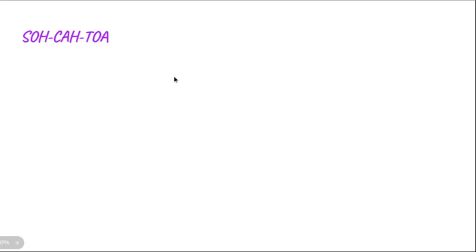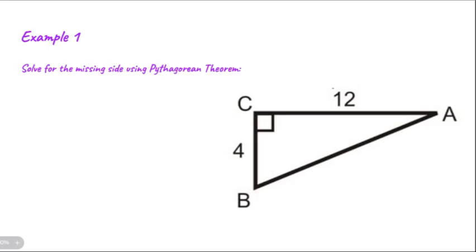Class, right triangles is the name of the game in this section. I know this is the front page of your note packet, but looking back on it, I kind of want to review a little Pythagorean theorem first. So let's recall that the Pythagorean theorem is a squared plus b squared equals c squared.